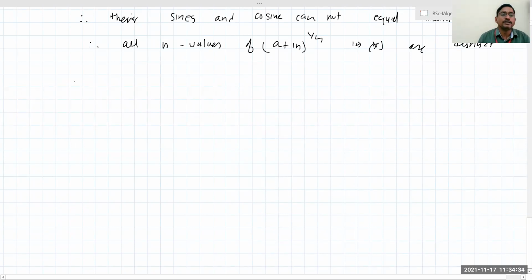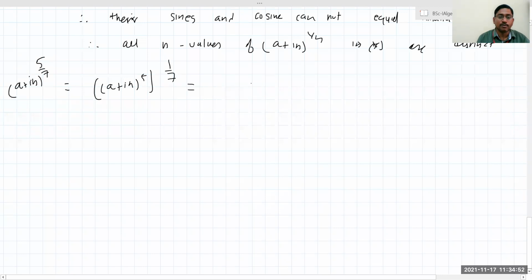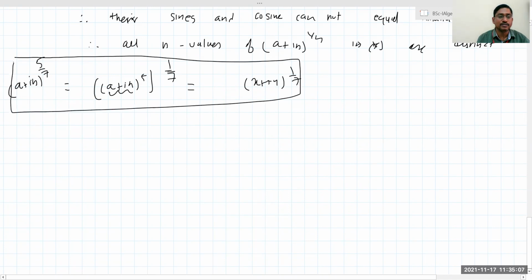Okay, now sometimes you may get a situation like this. You have to find a plus ib raised to 5 upon 7. So how will you do it? This type of problem, you can take the fifth power of this and then its seventh root. So the fifth power of this will be x plus iy, and likewise you can solve it as in the above case, or you can just put this in standard form raised to 5 and 1 upon 7 like the above case. So the next theorem is the case of this kind.